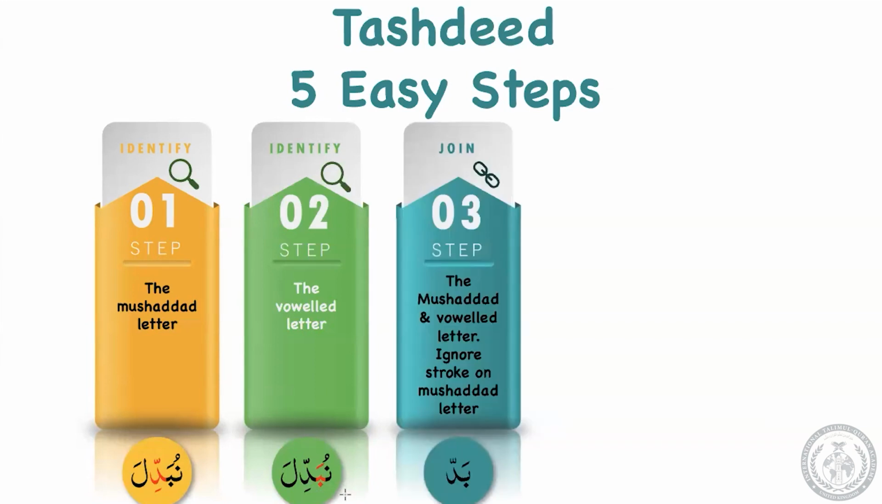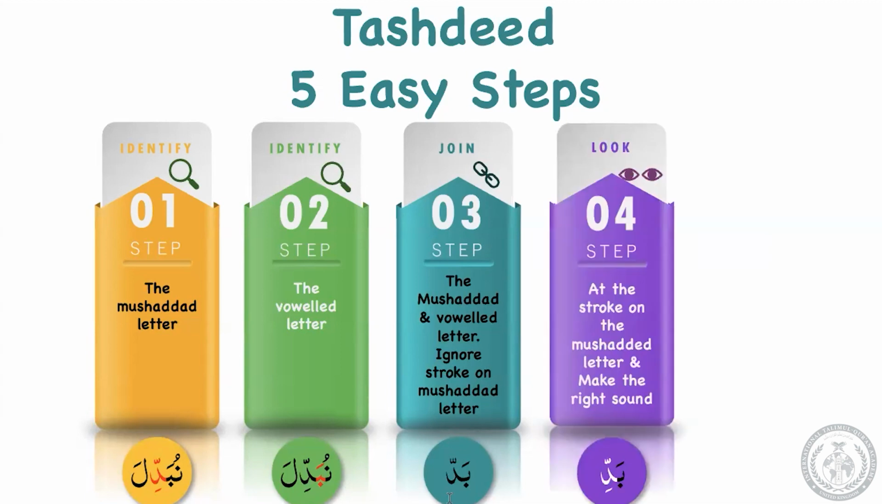The third step is to join the mushaddad letter and the voweled letter and ignore the stroke on the mushaddad letter. So as well as the shadda on top of the mushaddad letter, there is also a stroke on the letter. But for now, we're just going to join the voweled letter to the mushaddad letter, ignoring the stroke. So for example, over here, this is bad. Then the next step is to look at the stroke on the mushaddad letter and make the correct sound. So the stroke on the mushaddad letter is the kasra. So dal with the kasra, D.